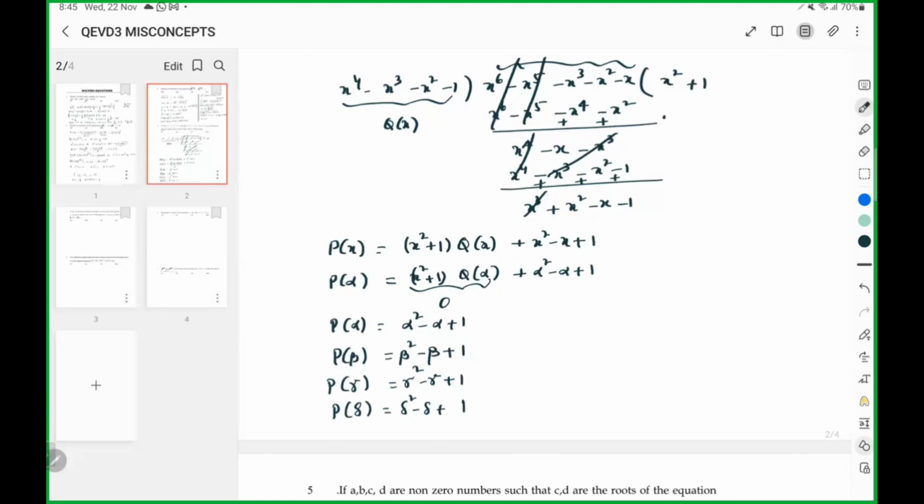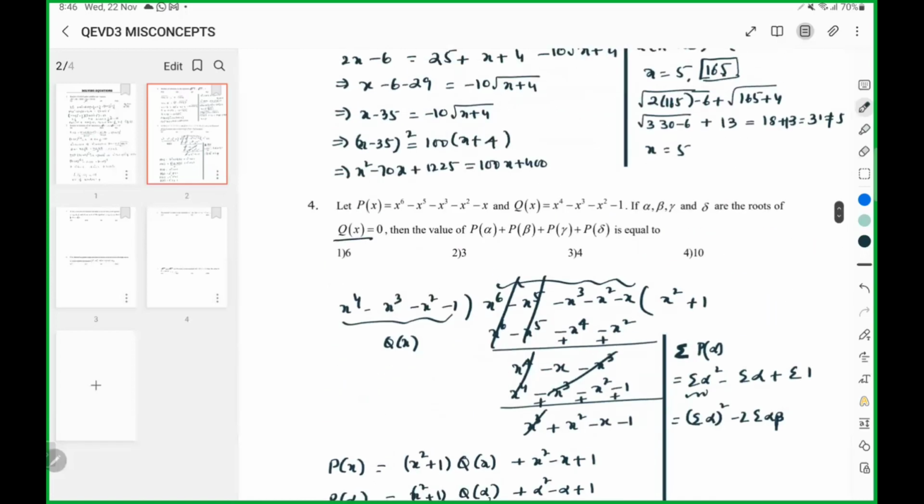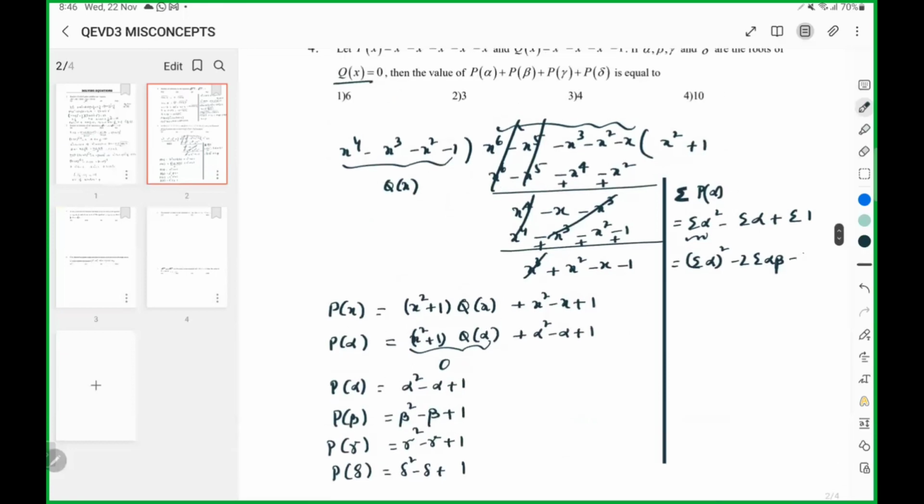Now here, what he is asking is the sum of all the roots. So that is sigma p alpha he is asking. Sigma alpha square minus sigma alpha plus sigma 1. Sigma alpha square we can write as sigma alpha whole square minus 2 sigma alpha beta. Sigma alpha means the sum of the roots, right? Sigma alpha plus sigma 1, we have added 4 times.